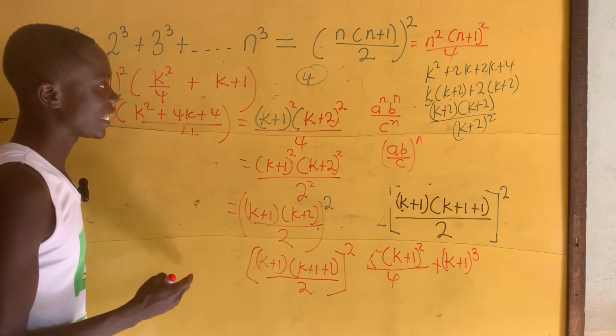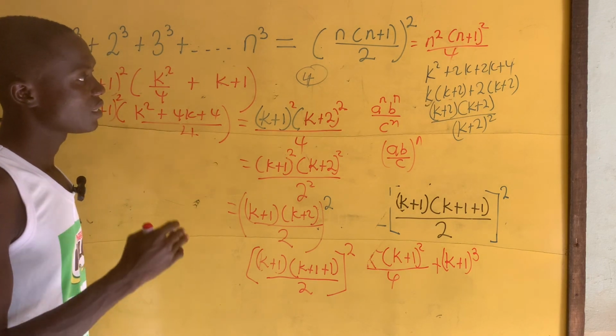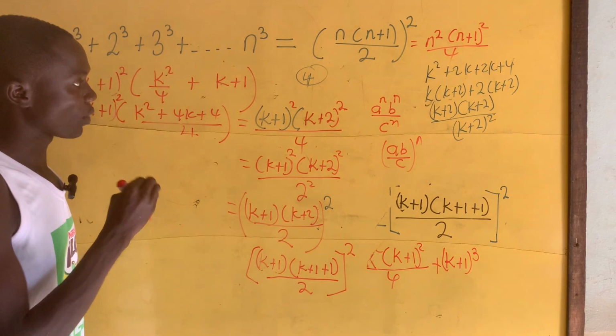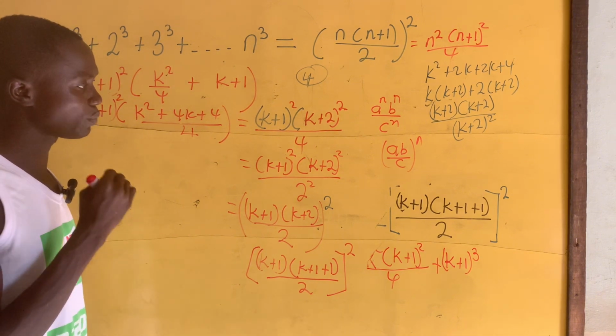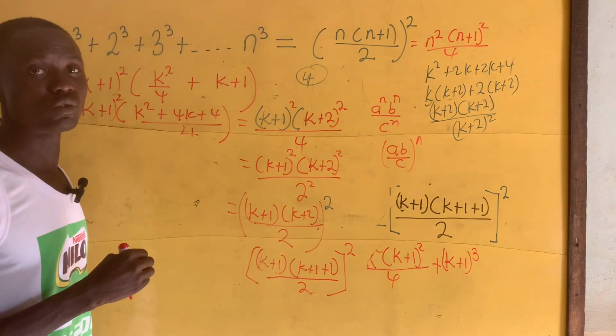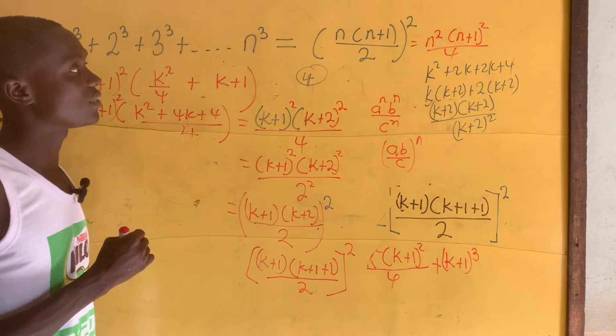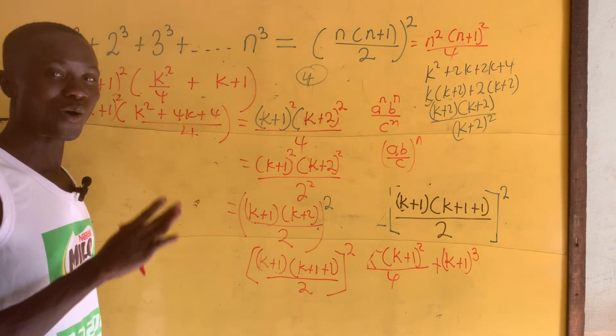So we can say that by the principle of mathematical induction, whenever Pk is true, then Pk plus 1 is also true. So it is shown by induction that the statement is true for all positive integers n, or for all n in the natural numbers.